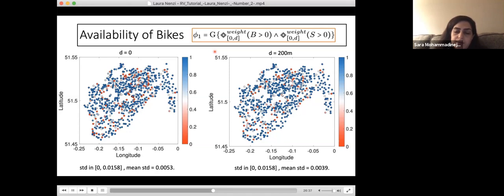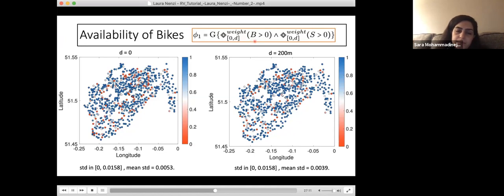These two properties should always be true at each time step. The first one means that somewhere at a distance between 0 and d, the number of bikes is greater than 0. With weight, we have the distance function that we have seen at the beginning, which just computes the sum of the values of the weights.